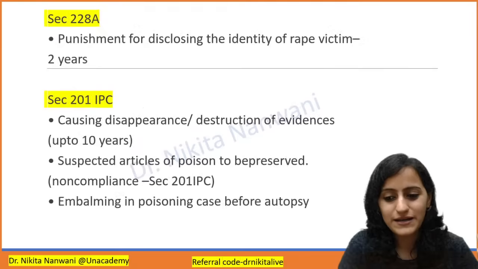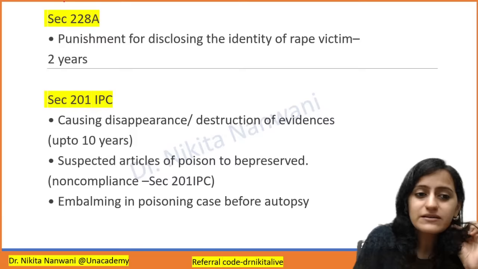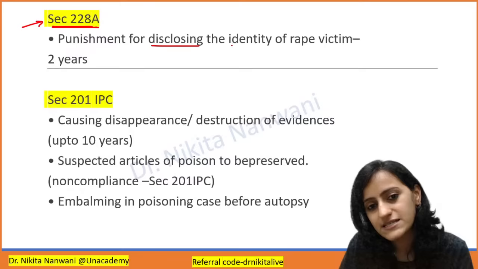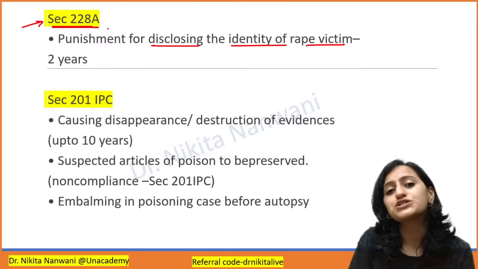Okay, the next one. Now, very, very important and a frequently asked question. I still remember this was asked when I appeared for my exam, the All India PG exam. Section 228A. Punishment for disclosing the identity of the rape victim. That is your section 228.